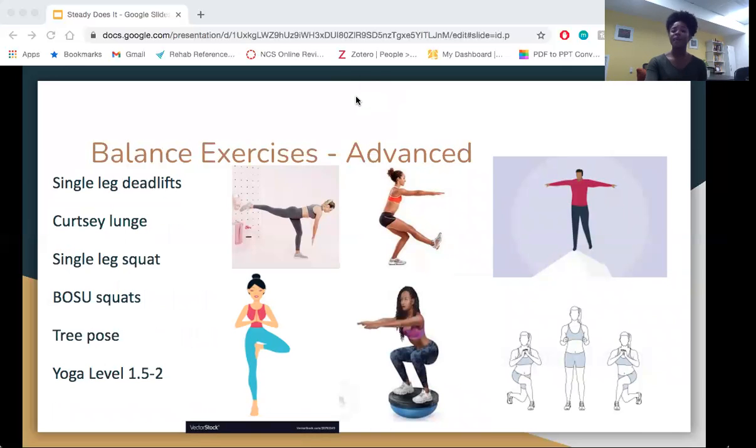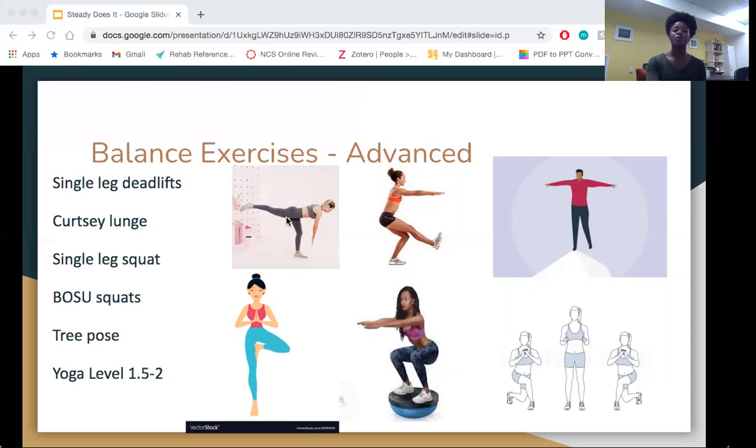Next, we'll talk about balance exercises for maybe the more advanced individual. All of these, single leg deadlifts, curtsy lunge, single leg squat, Bosu squats, tree pose, and yoga levels 1.5 to 2 are all methods for an individual who has a more advanced balance system. Any of these activities can be progressed or regressed depending on what is necessary.